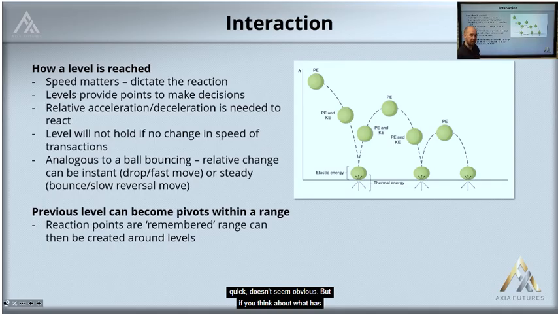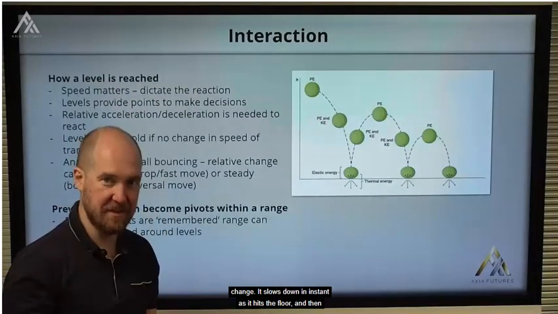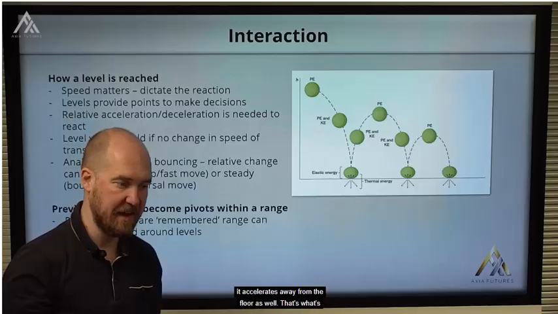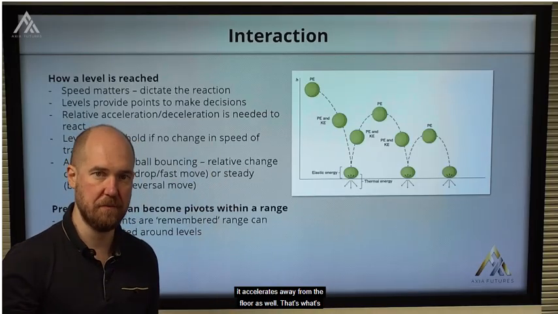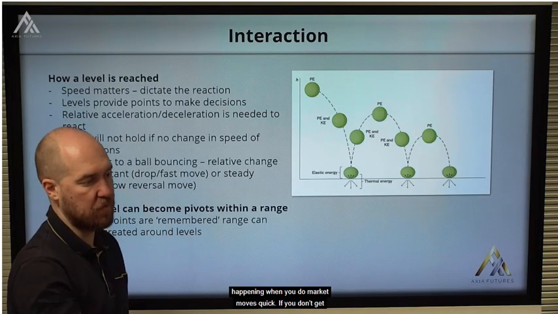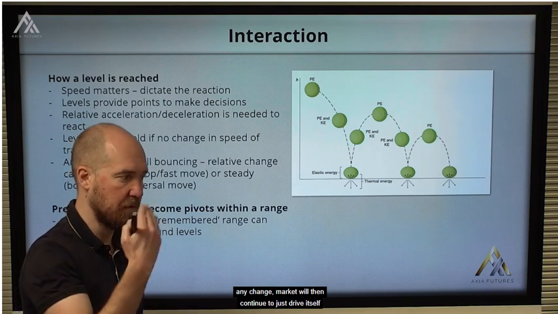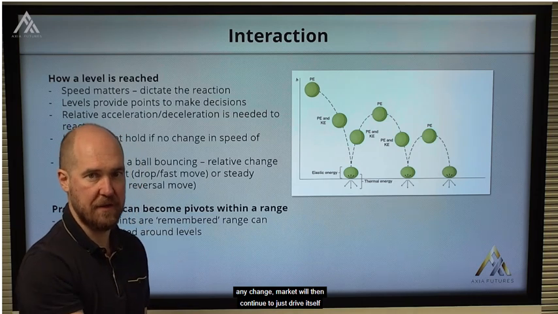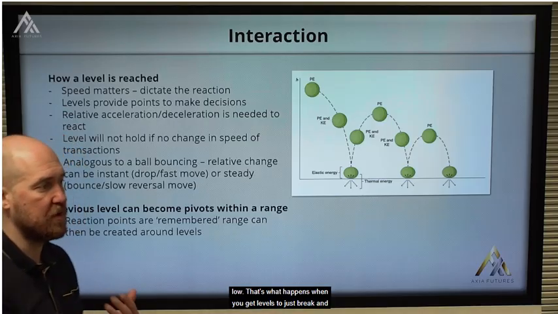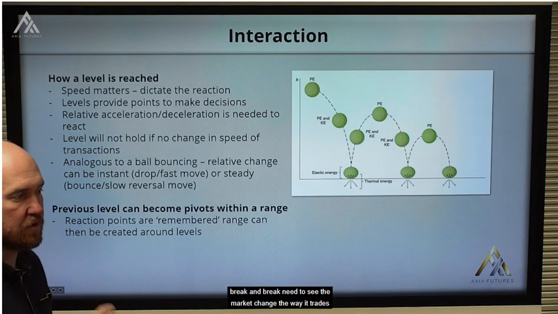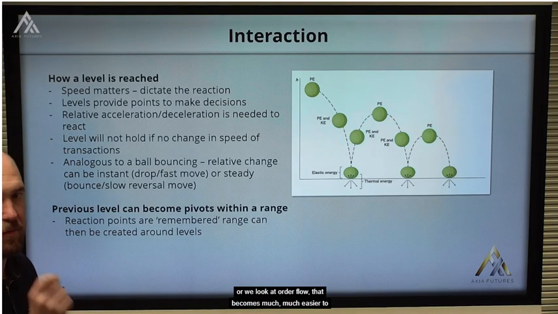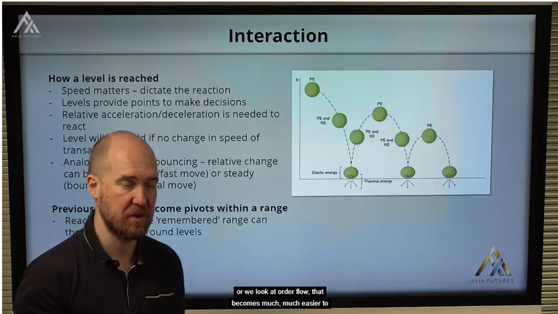But if you think about what has actually happened, as a ball drops directionally, you get a change. It slows down in an instant as it hits the floor, and then it accelerates away from the floor as well. That's what's happening when you get market moves quick. If you don't get any change, the market will then continue to just drive itself lower. And that's what happens when you get levels that just break and break and break. You need to see the market change in the way it trades. So when we look at order flow, that becomes much, much easier to see.